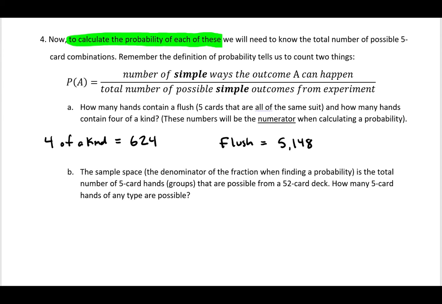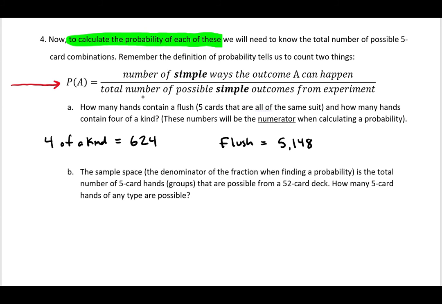So our definition of probability in the classical sense is the number of simple ways the outcome A can happen. So we have that already. If our outcome is 4 of a kind, we've counted 624 ways to do that. And if our outcome is a flush, or 5 cards of the same suit, we've counted 5,148 ways to do that. So that's the numerator of this fraction.